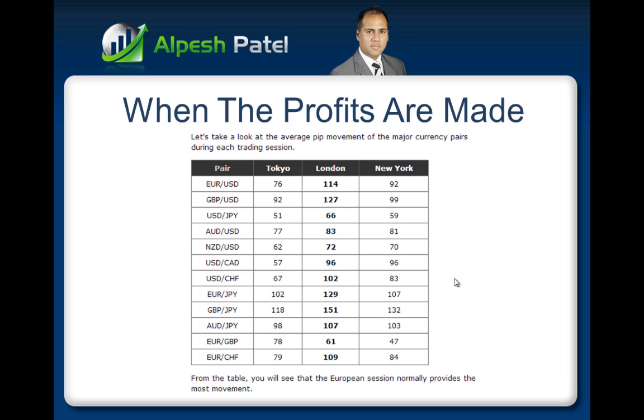In the case of foreign exchange, by the way, when are these profits made? Well, let's look at the average pip movement of the major currency pairs during each trading session. So when Tokyo is open and London is open and New York's open, you can see when the major moves happen. They actually happen during London hours. That's when you get the most pip movements. And whenever there's movement, there's the opportunity of profit, of course.